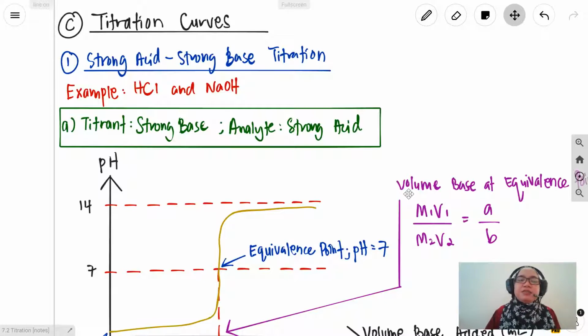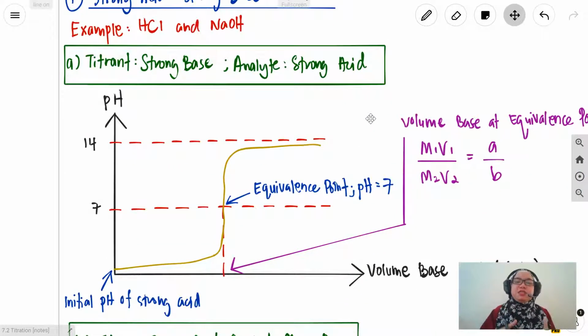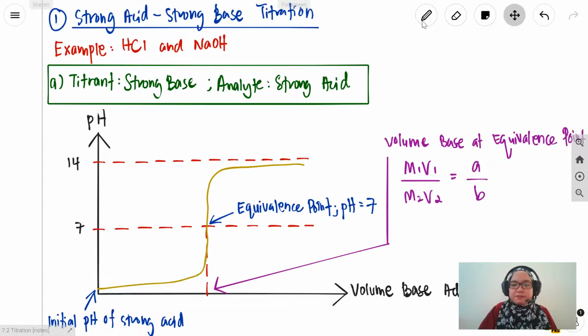Let's look at the first type of titration, which is strong acid and strong base titration. For example, here we have the hydrochloric acid and sodium hydroxide, or the sulfuric acid and the sodium hydroxide, and many more. Let's look at the first curve where the titrant is the strong base and the analyte is the strong acid. Maksudnya, dalam conical flask is a strong acid and dalam burette is a strong base.